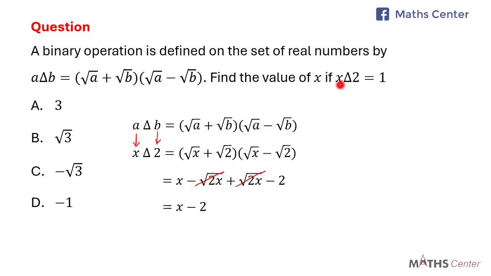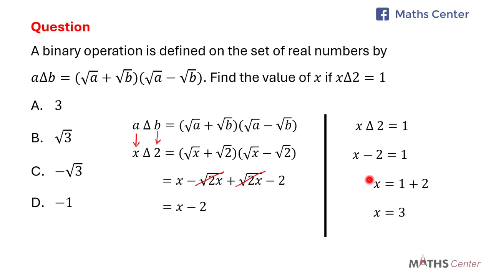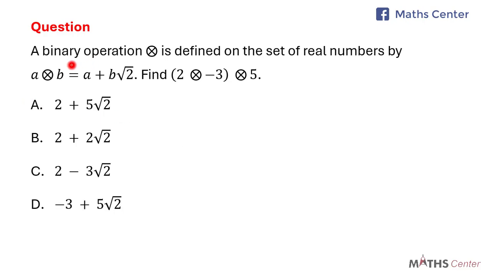From the equation, x delta 2 is equal to 1. And from the definition of the binary operation, x delta 2 is equal to x minus 2. So we can say that if x delta 2 is equal to 1 and x delta 2 is x minus 2, then x minus 2 is equal to 1. X minus 2 is equal to 1, so x will be equal to 1 plus 2, and 1 plus 2 gives us 3. When we look through the options, we can see that the correct answer is A. Let's consider the next question.